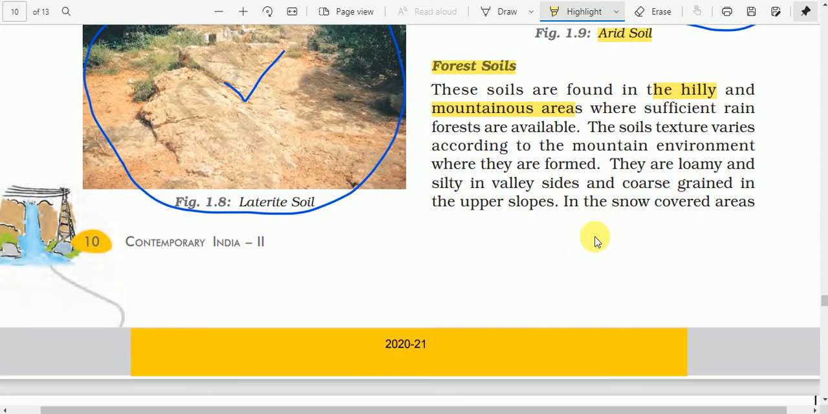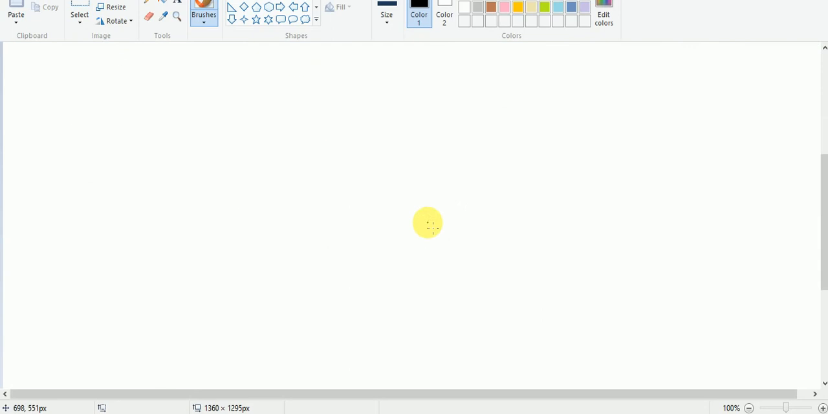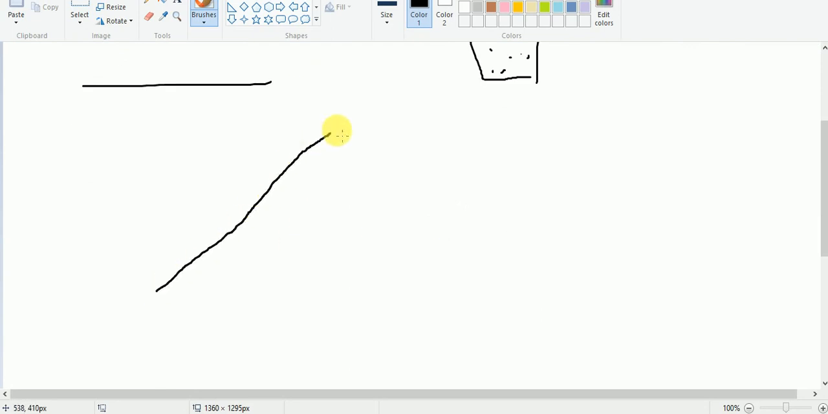And we have known that the texture of the soil varies according to the mountain environment, according to the slope of the mountain, and they are loamy and silty in the valley sides. So about the texture, they are loamy and silty in the valley side and coarse grained. The size of the grain is big in the upper slopes. Valley side means a lower slope. For example, here this is a big mountain, and here at the upper slopes, the size of the grain is coarse.